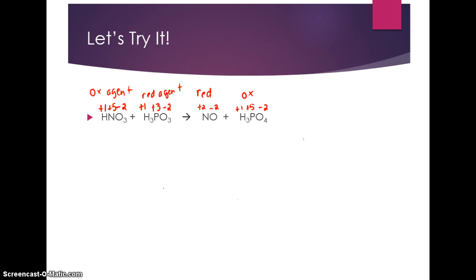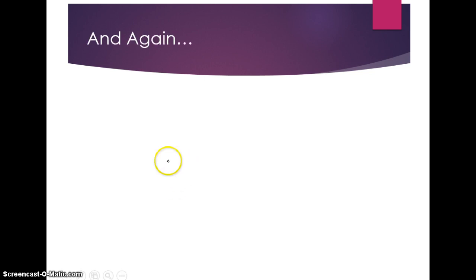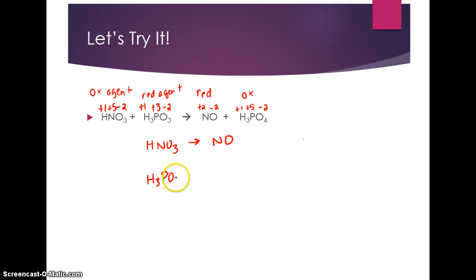Now we're going to split our reaction into two half reactions. And to do this, I'm going to take my thing with nitrogen here and here, and these will be my half reactions that involve nitrogen. So I'll have HNO3, and basically I'm just picking things that are my reactants to my products, not worrying about hydrogen and oxygen. And that means my H3PO3 is going to become H3PO4. And there we go.